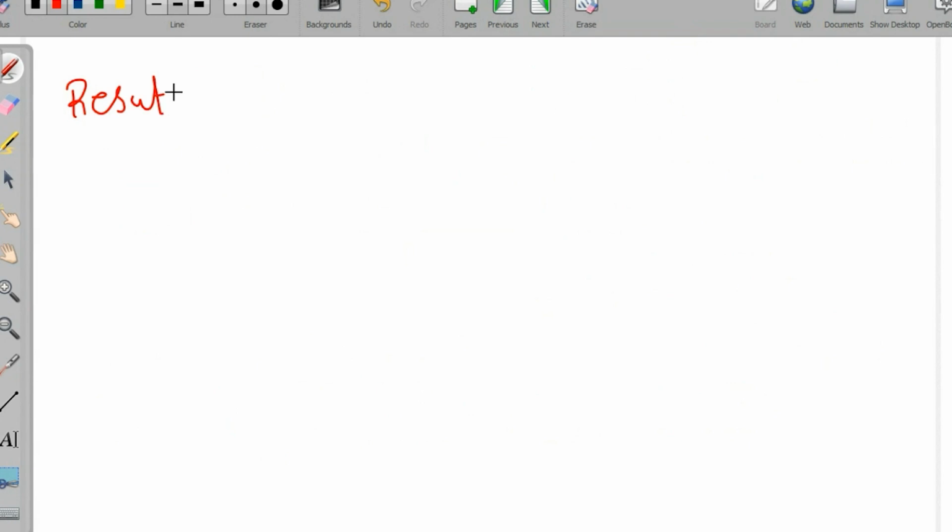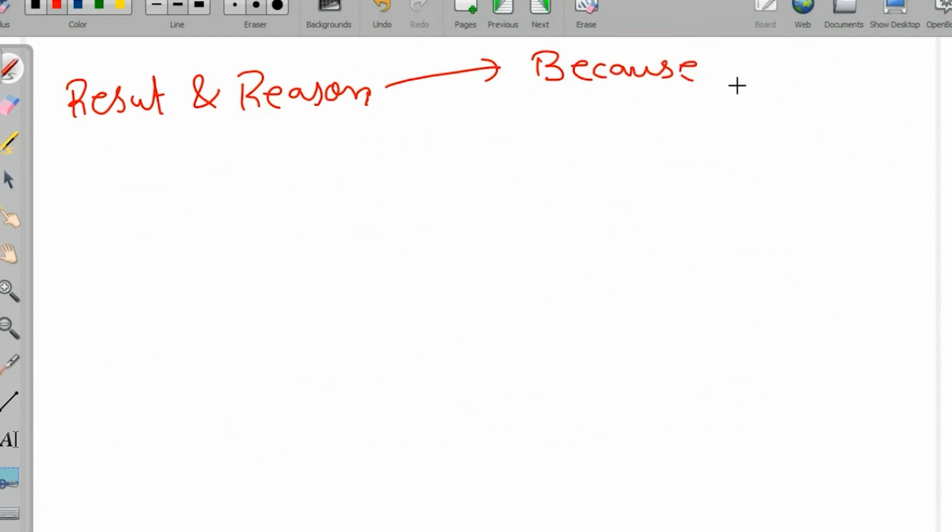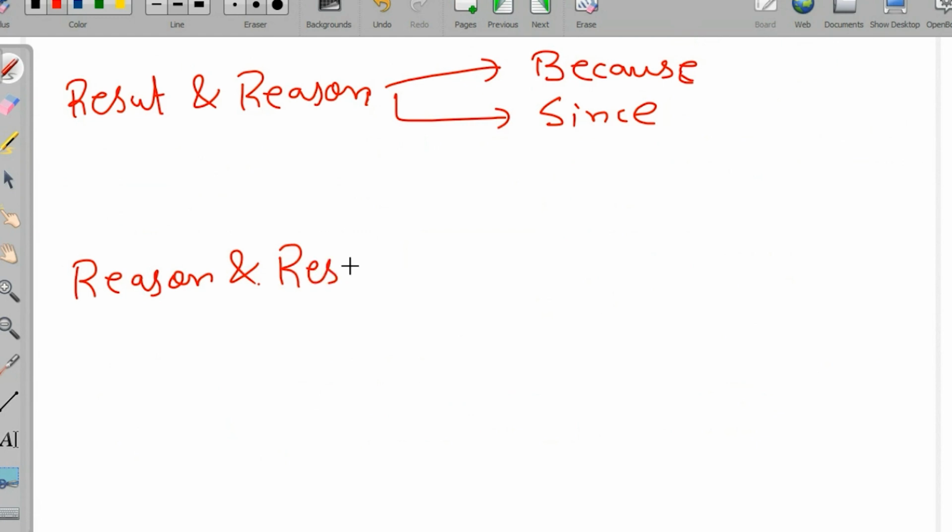Result and reason will have two important words, and those are because and since. Reason and result have two important words, and those are hence, therefore.